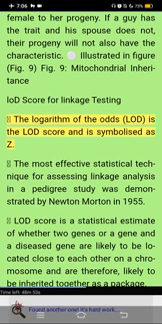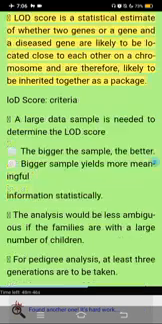Log score for linkage testing. The logarithm of the odds, LOD, is a log score and is symbolized as Z. The most effective statistical technique for assessing linkage analysis in a pedigree study was demonstrated by Newton Morton in 1955. Log score is a statistical estimate of whether two genes, or a gene and a disease gene, are likely to be located close to each other on a chromosome and are therefore likely to be inherited together as a package.